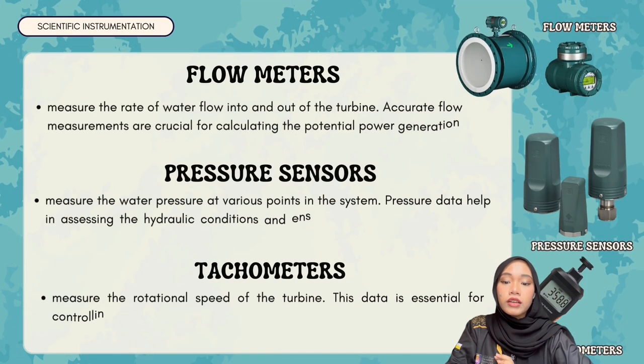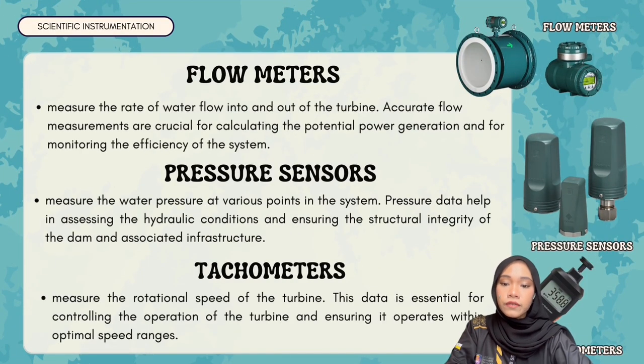Next part, I'm going to explain about scientific instrumentation and application concepts. We have 6 crucial parts. The first one is flow meters. Flow meters are used to measure the rate of water flow into and out of the turbine. Accurate flow measurements are crucial for calculating the potential power generation and for monitoring the efficiency of the system.